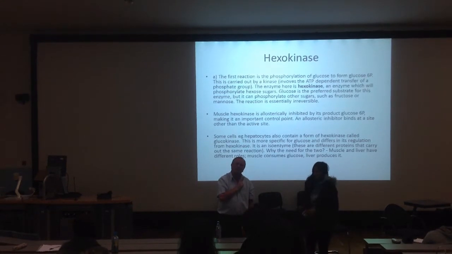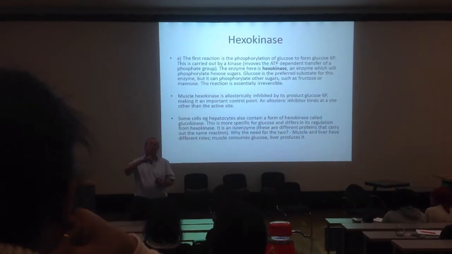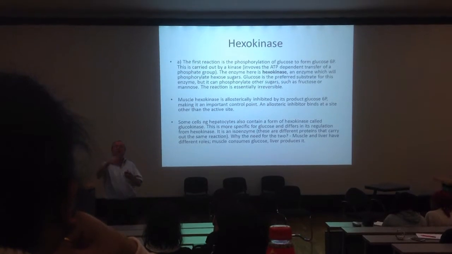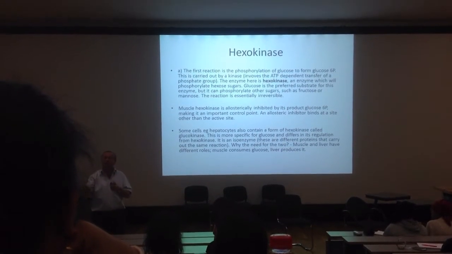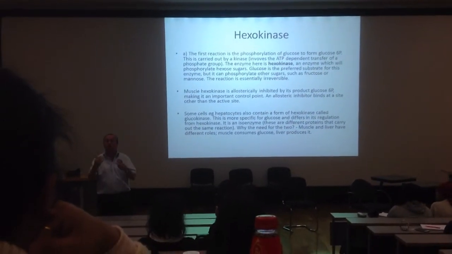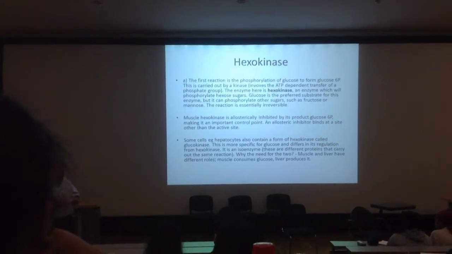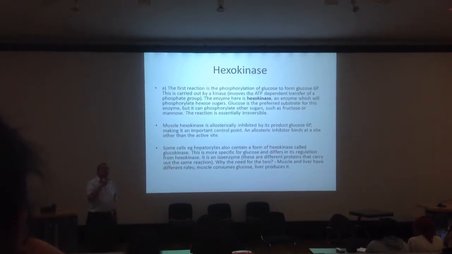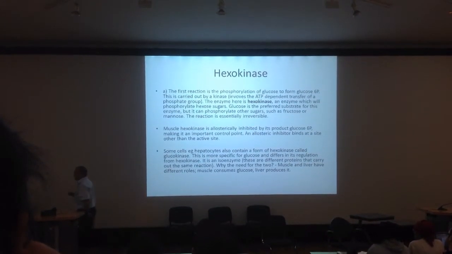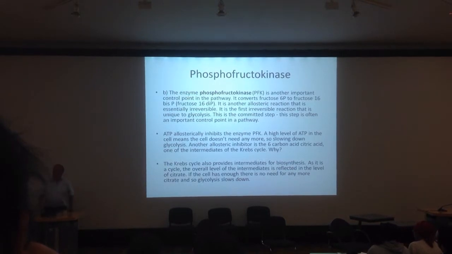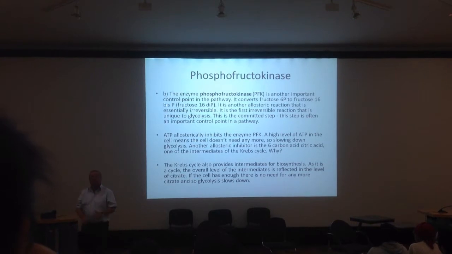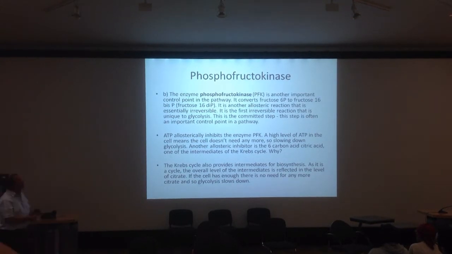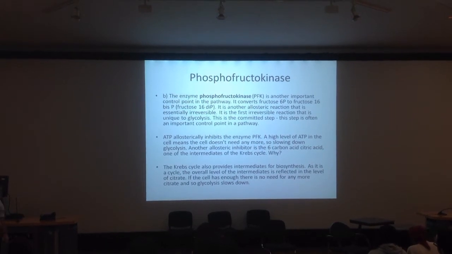Some enzymes work better than others. So the control that you want to be able to store glucose is different from the control that you need to make sure glucose is used up. So the first enzyme that's important from a control point of view is hexokinase. Another enzyme that's important is phosphofructokinase, and that converts fructose 6-phosphate to fructose 1,6-bisphosphate.